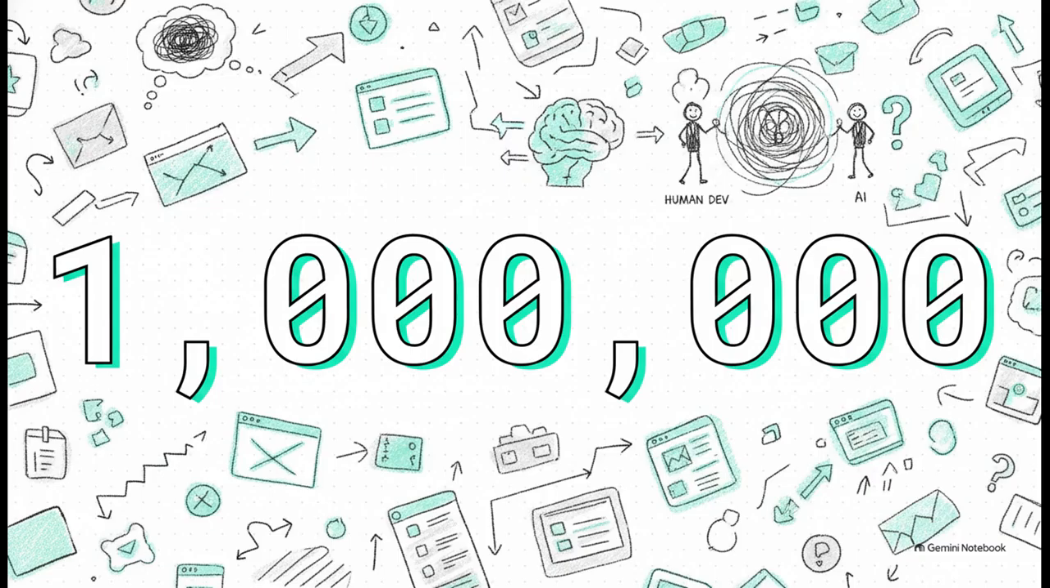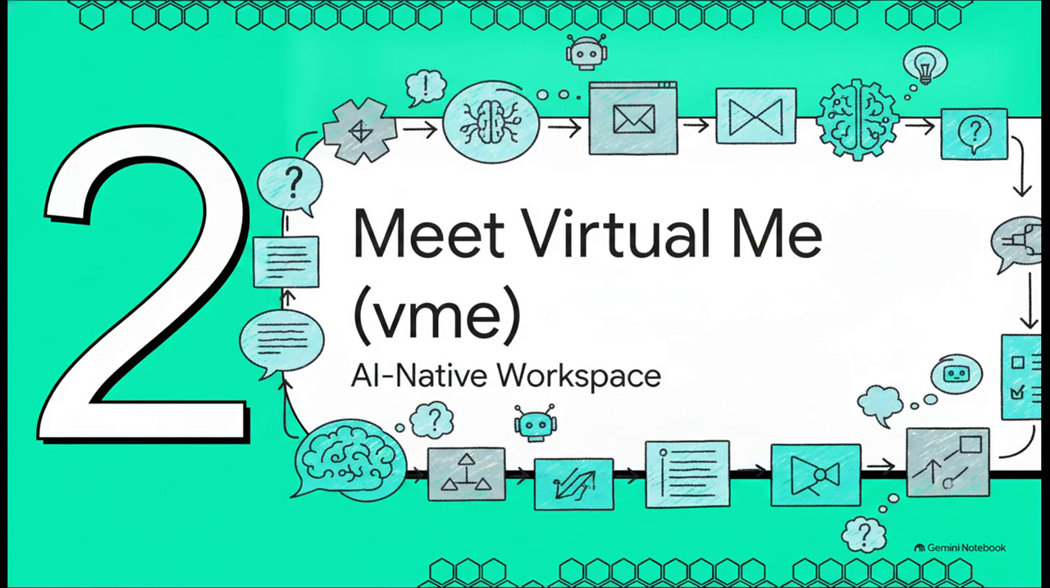Traditional tools, like simple issue trackers or static note-taking apps, really struggle to sync this much context between human developers and AI. What happens? You end up losing track of what the AI actually knows, what it forgot, and the true current state of your workspace. That takes us to Section 2. Let's meet Virtual Me, your AI native workspace.